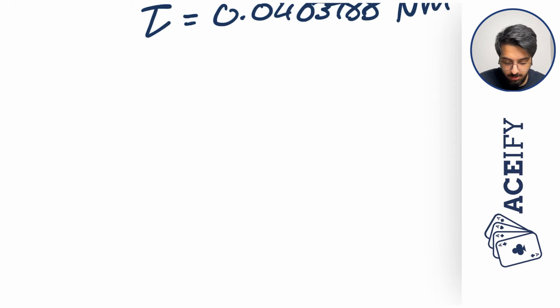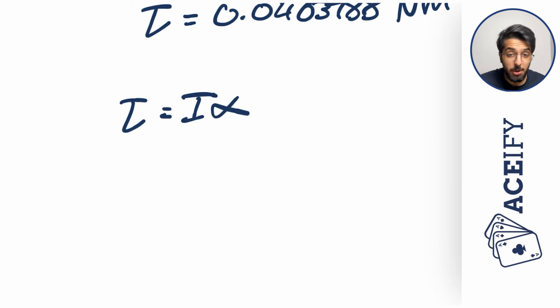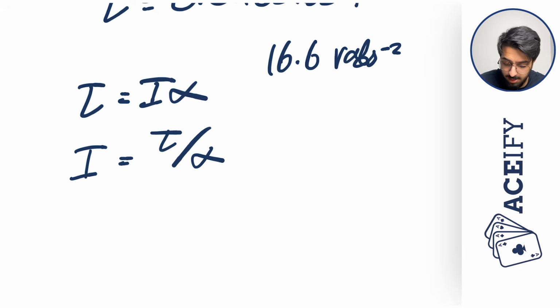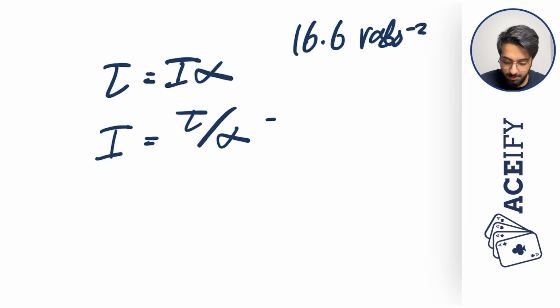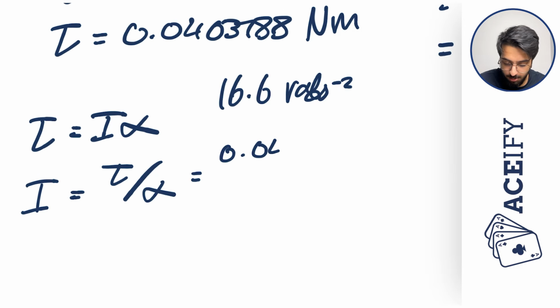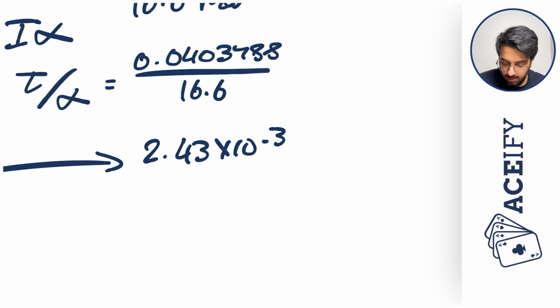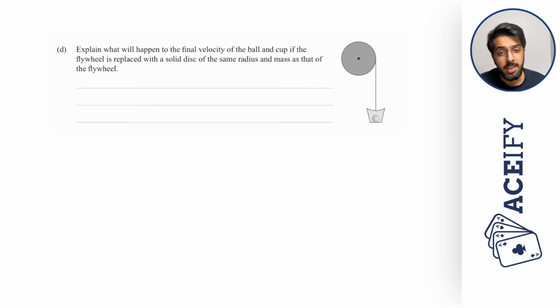Now we also know that our torque is equal to I alpha. Now our I is what we're trying to find, and so we can rearrange that, and we get our torque all over our alpha. Our alpha we found up top, which is 16.6 radians per second squared, right? And so we can just plug in our numbers, 0.040378 all over 16.6. This gives us a rotational inertia of 2.43 times 10 to the negative 3 kg meters squared. There we go.